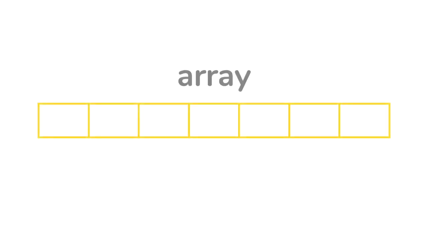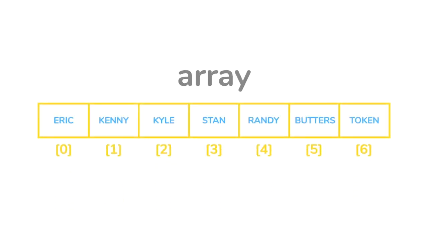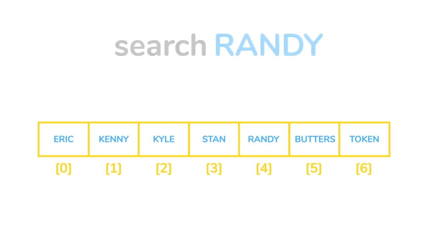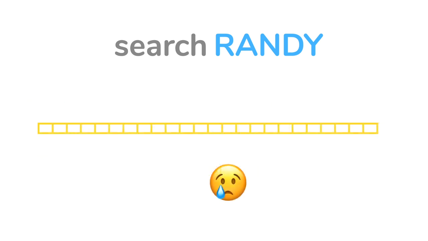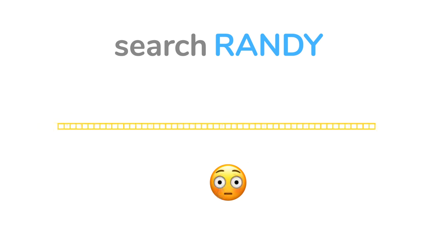So there is this array and we've got a bunch of names stored in it. Let's say you want to search for Randy. You'll have to go through the whole array one by one until you find your match. And this array is pretty simple, but in reality, arrays are going to be way much larger than this. And using brute force to find Randy is going to be pretty inefficient.